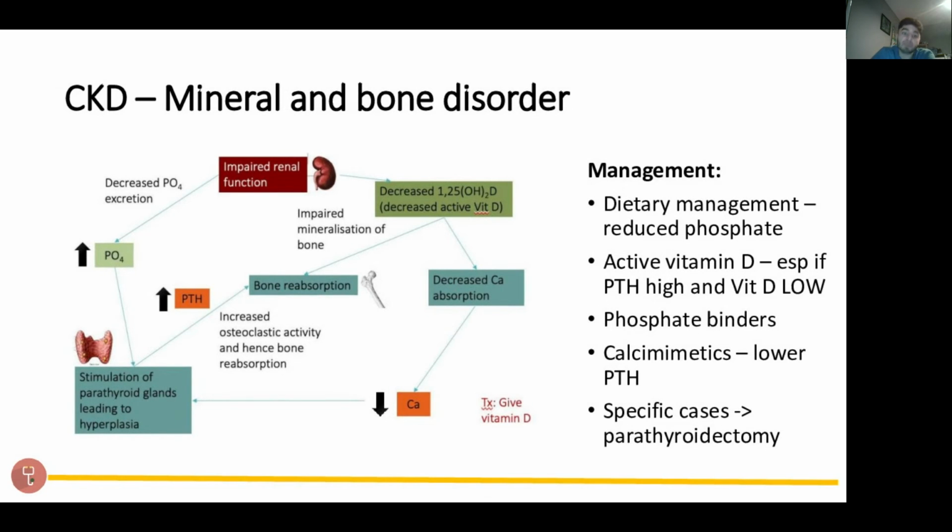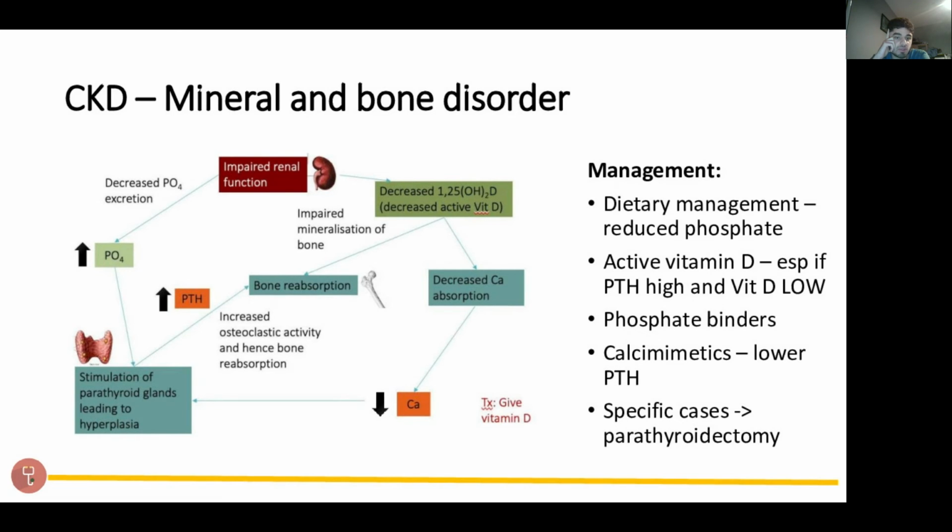Then you've got mineral and bone disorder. The key thing here is it's caused really by two things. One, decreased activated vitamin D. Okay, this then causes decreased calcium absorption, and decreased calcium causes parathyroid hormone to go up. Likewise, the kidneys are involved in excreting phosphate. And similarly to potassium, because of that, when you get kidney damage, you're excreting less phosphate, and phosphate in the blood goes up. Raised phosphate also stimulates parathyroid hormone release.